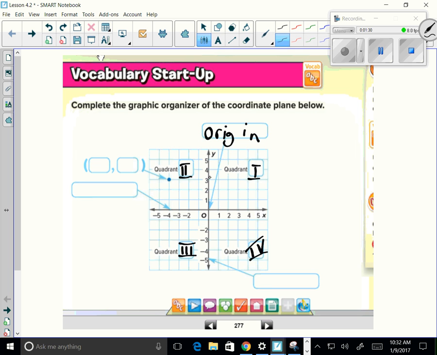Now another point we need to label is this one right here. It's pointing to the axis that goes up and down. Hopefully by now we know that this is our y-axis, which means the one going horizontal is going to be our x-axis. And it's actually asking us to find a point right here. This point means I go over -4, so that's my x value, and my y value is up 3. All right, and that's all I wanted to do for page 277.